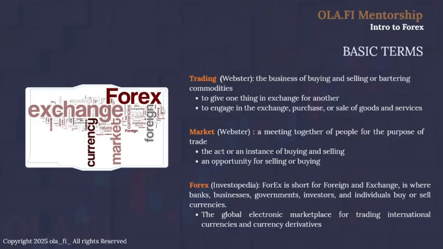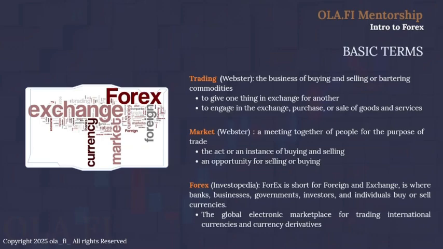So let's define what the market is. The market is a meeting place. It's a meeting together of people for the purpose of trade. So a market is a place where what we just described earlier happens. So any organized place where trading happens is what's called a market.